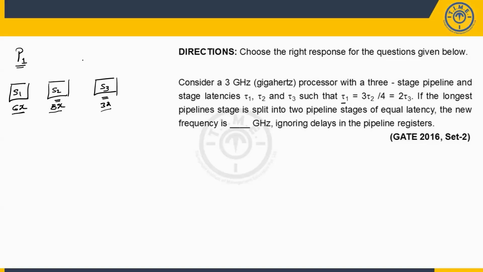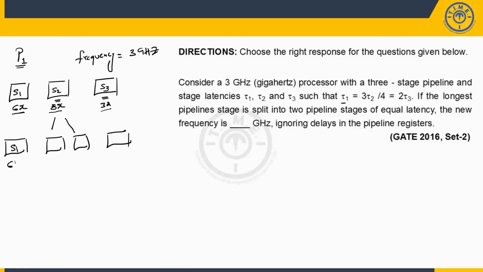Now for this pipeline, the frequency is 3 GHz. Now from this, there is also an updated pipeline design. What is that? The max stage delay has been split into 2 stages. So the first stage delay, S1, remains the same. Second, S2 is divided into 2 parts. So this is S2 and S3. These delays have been split into 4x, 4x, according to the question, right?